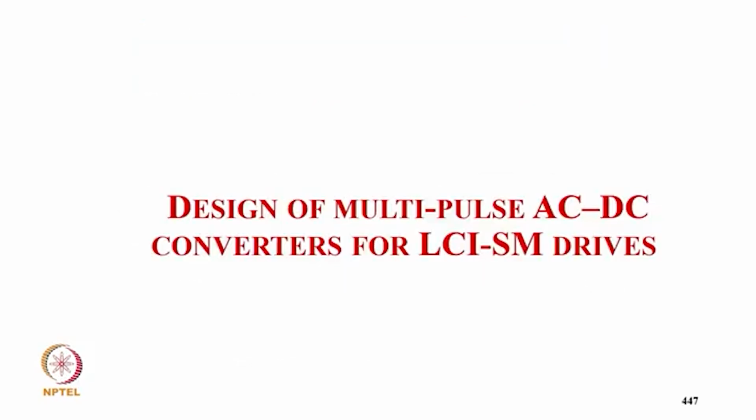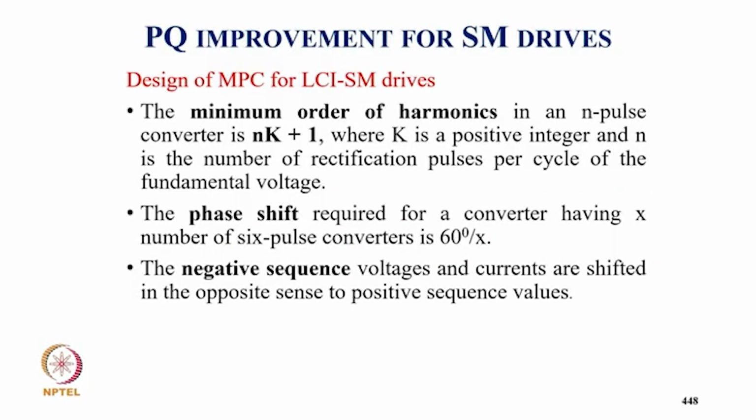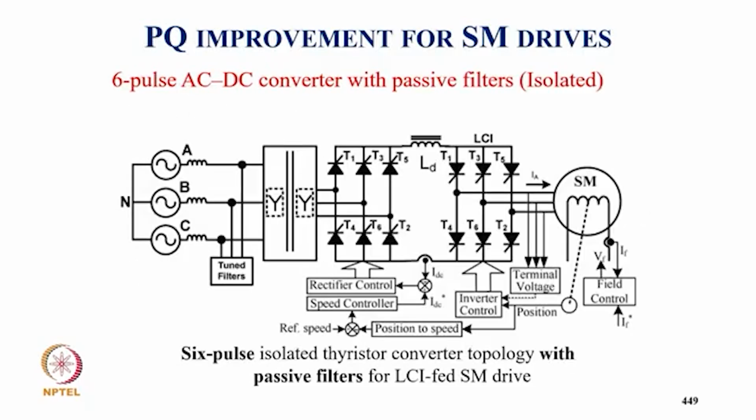Coming to the design of multipulse AC/DC converters for line commutated synchronous motor drives, the design of multipulse converters for LCI fed synchronous motor drives. The minimum order of harmonics in an n-pulse converter is nk plus or minus 1, where k is a positive integer and n is the number of rectification pulses per cycle of the fundamental voltage. The phase shift required for a converter having x number of 6-pulse converters is 60 degrees divided by x, and the negative sequence voltages and currents are shifted in the opposite sense to the positive sequence values.